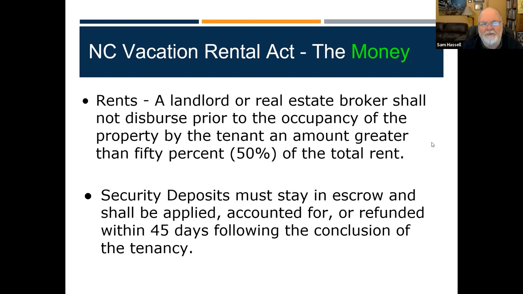All right. So what happens to the money? Rents. If we're getting rent for a vacation rental, we cannot disperse prior to the occupancy of the property by the tenant an amount greater than 50% of the total rent. So they're going to give it to us. We're going to use it for whatever maintenance and what have you.